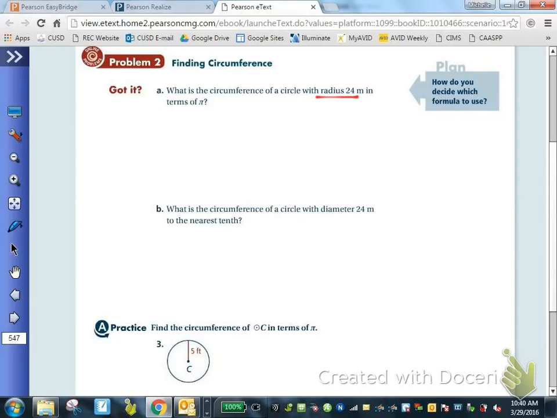So what would this look like? Let's draw it out first. So if I had a circle, my radius is 24 meters. We want to know what the circumference is. What formula would we use for circumference if we have the radius? 2 pi r. Okay, so write that formula.